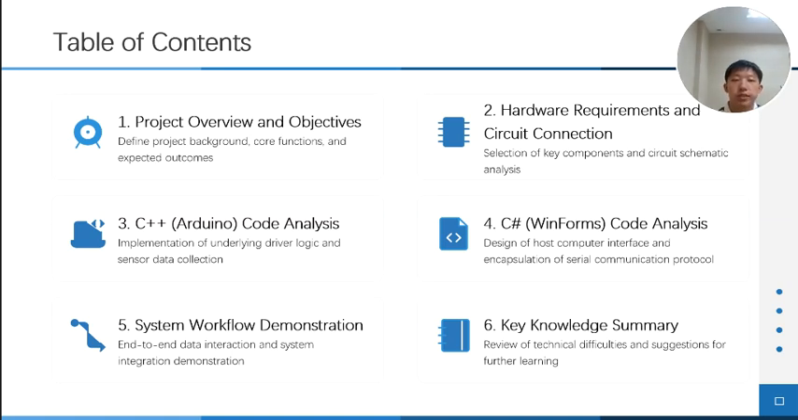First, this presentation is divided into 6 parts. First, I will introduce the overall goals of the project. Next, I will detail the hardware and circuit connection. Then, I will analyze the C++ code on the Arduino side and the C# code on the PC side separately. After that, I will demonstrate the entire system workflow through the flow chart. Finally, I will summarize the key knowledge points involved in the project.